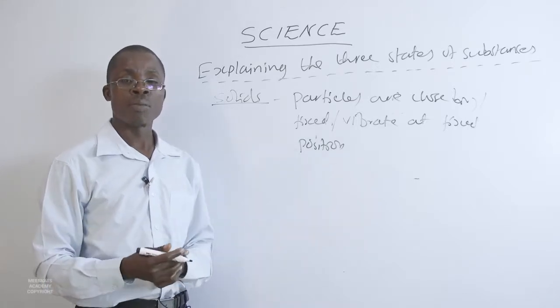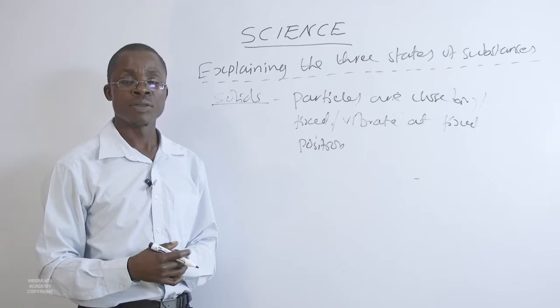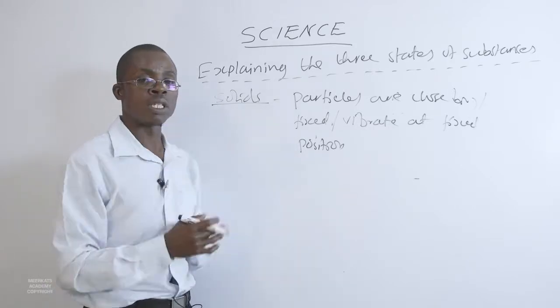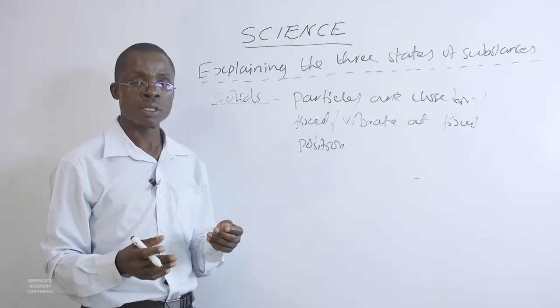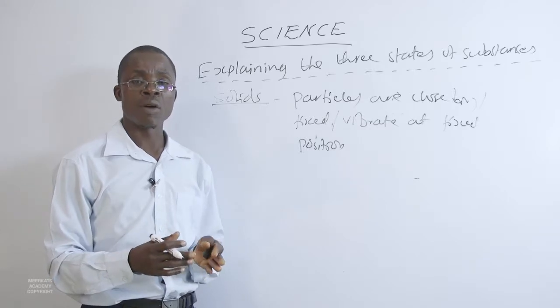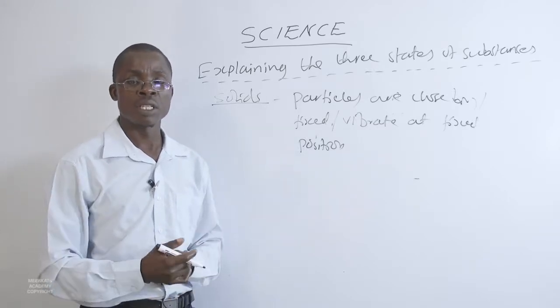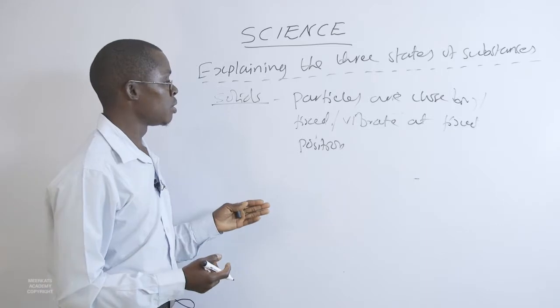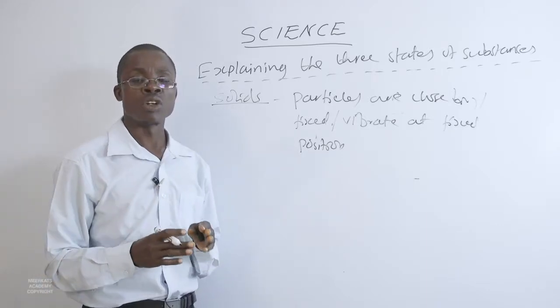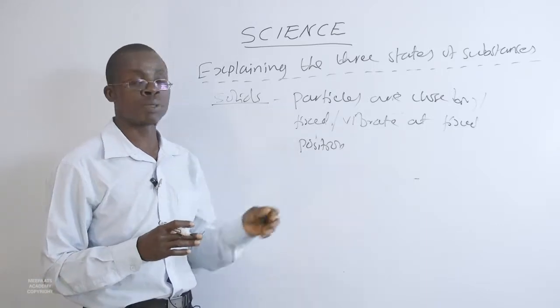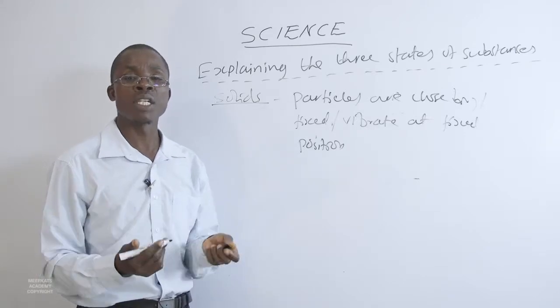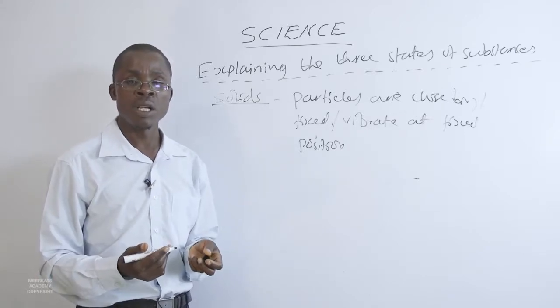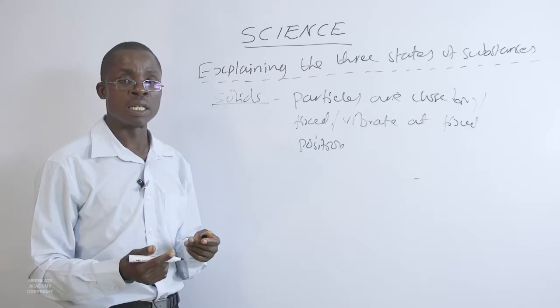Maybe there's a bomb, or you take a hammer, a sledgehammer, you hit the statue, it breaks. When it breaks, you will still have a solid, but a solid in a different shape. The other way you can do it is if that substance is made of a material that can easily be affected by heat energy.